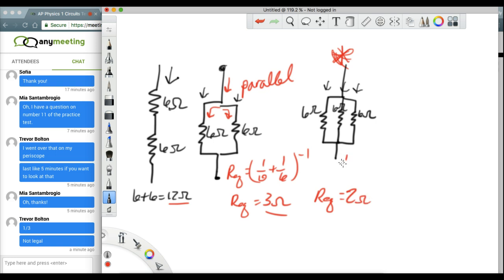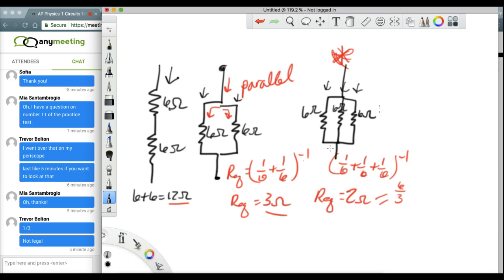How do we get that? 1/6 plus 1/6 plus 1/6, that's 3/6. And then I invert 3/6 to be 6 over 3, and that equals 2. The last one, or the last two, were combinations.